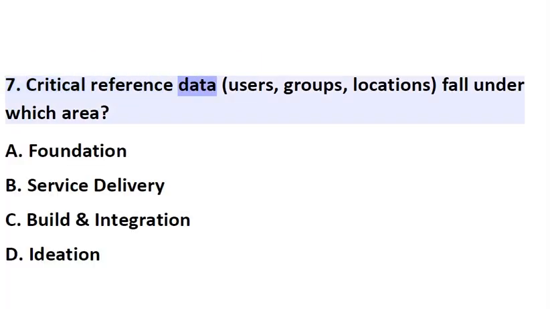7. Critical reference data, users, groups, locations, fall under which area? A. Foundation. B. Service delivery. C. Build and integration. D. Ideation. Answer: A. Foundation.